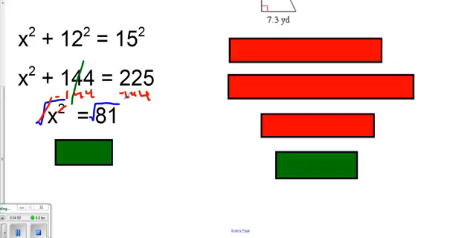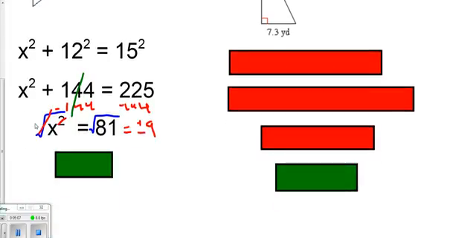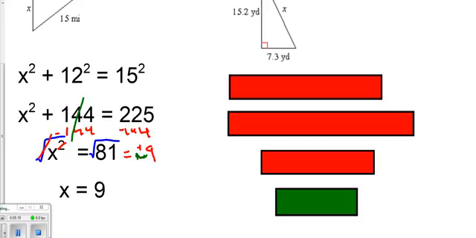This is the square root of 81, which remember can be either positive 9 or it can be negative 9, because negative 9 times negative 9 is positive 81. But if we think about it, does it make sense to say that this is negative 9 miles long? No, it does not. So we ignore the possibility of a negative, and we just say positive 9 is our only answer. So x has to be 9. It has to be 9 miles long. And this would be our final answer.